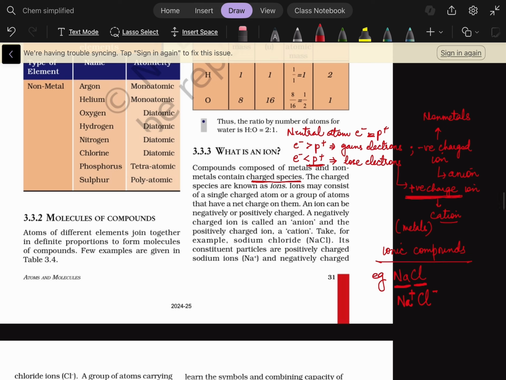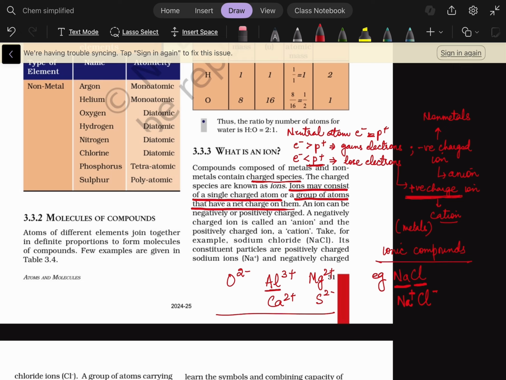Now, these charges may be on a single atom. Ions may consist of a single charged atom or a group of atoms that have a net charge on them. For example, this is a single charged atom, like calcium 2+, magnesium 2+, or we can say S2-, O2-. These are all single charged atoms, a single atom carrying a charge and then becoming an ion.